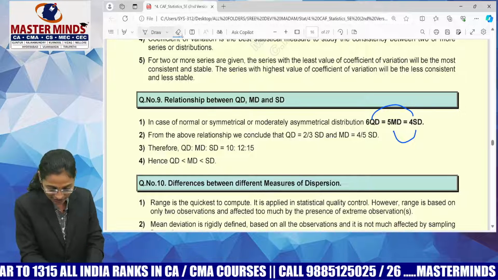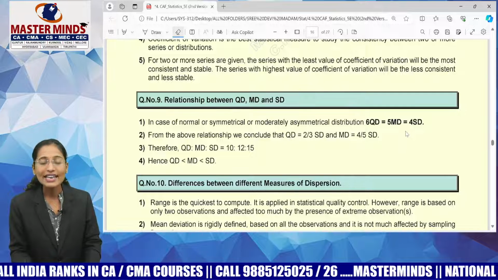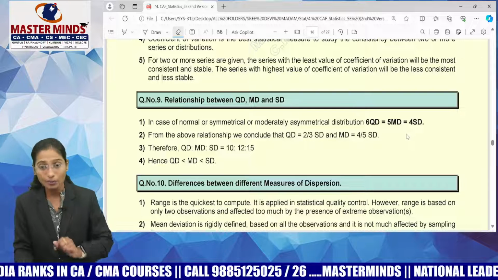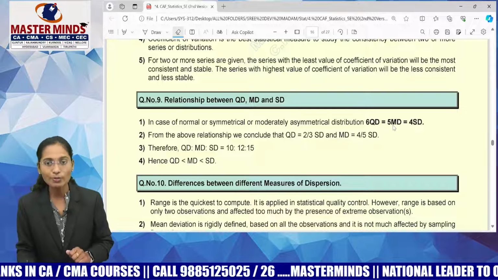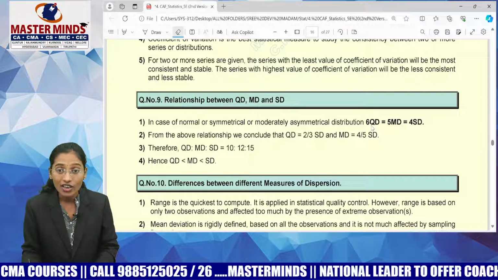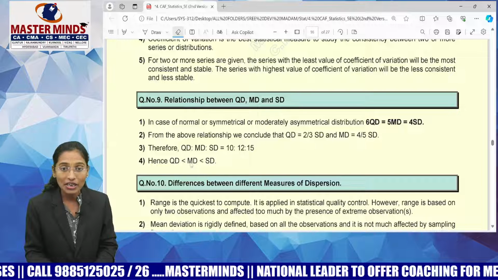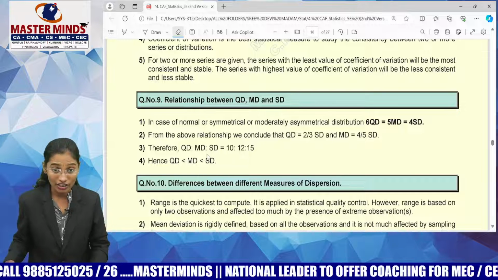Guys, here you must understand one thing. Which one has the largest coefficient? Standard deviation is always the biggest one. Next, mean deviation is the bigger one, and then quartile deviation. So who is the smallest one here? Quartile deviation. That's why it is given that quartile deviation is less than mean deviation, which is less than standard deviation.